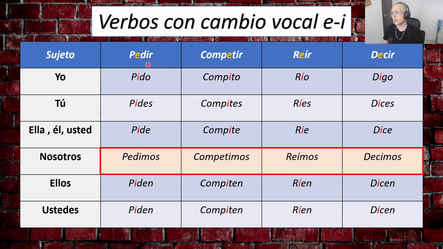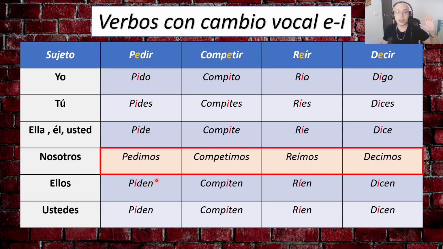For example, for pedir, we say yo pido. One more time, yo pido, I ask, I order. Tú pides, you ask or you order. Ella pide, she asks. Ellos piden, they ask for or they order. And ustedes piden, you guys order or ask.